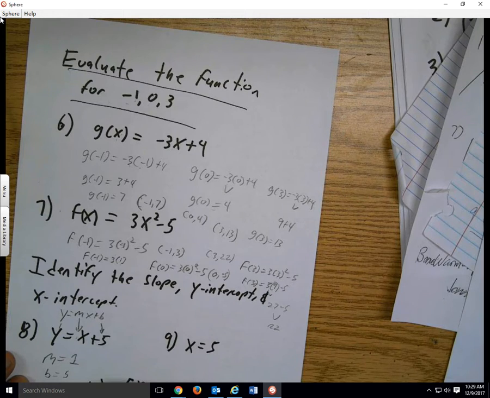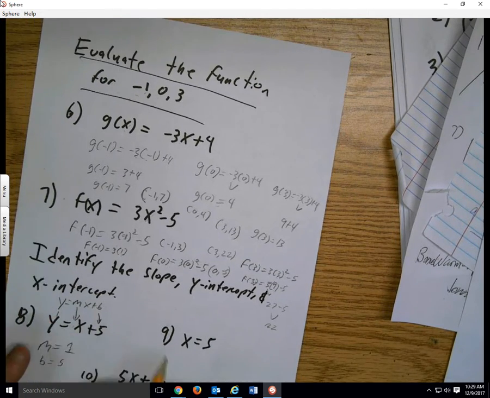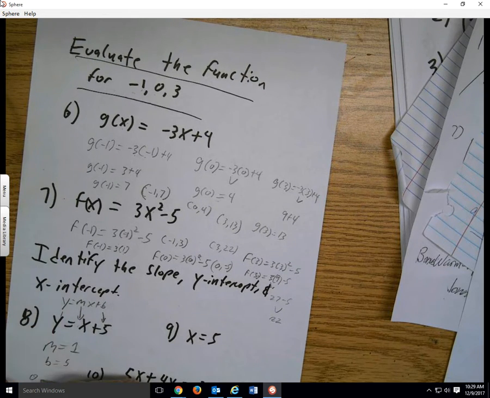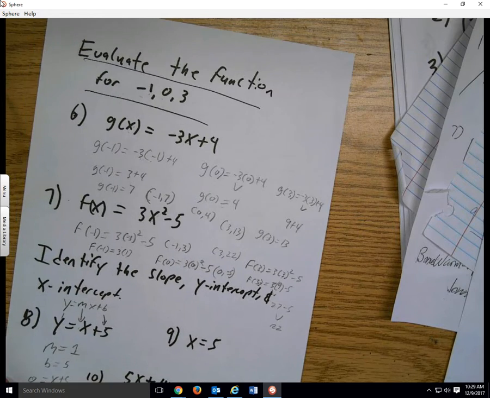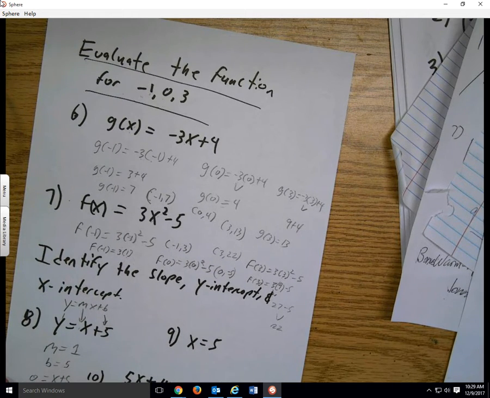What's your x-intercept? The x-intercept is when the y is 0. So if the y were 0, just substitute a 0 for the y. Subtract 5 from both sides. Negative 5 equals x. So the x-intercept would be x equals negative 5.